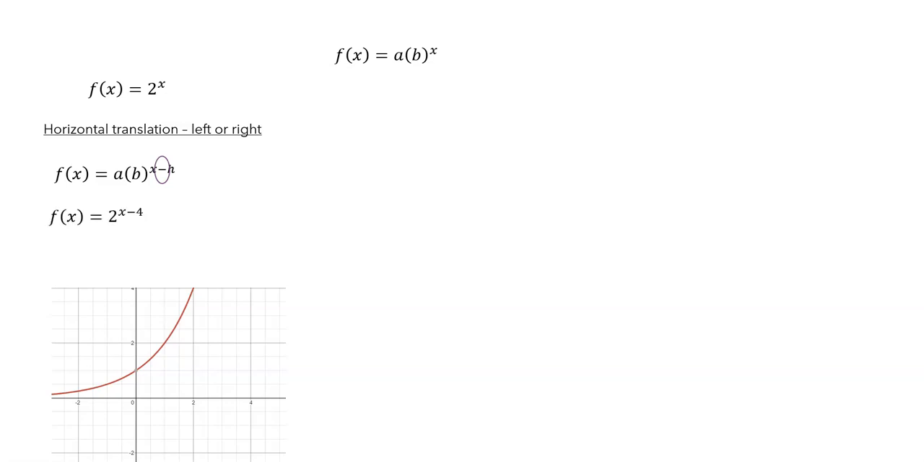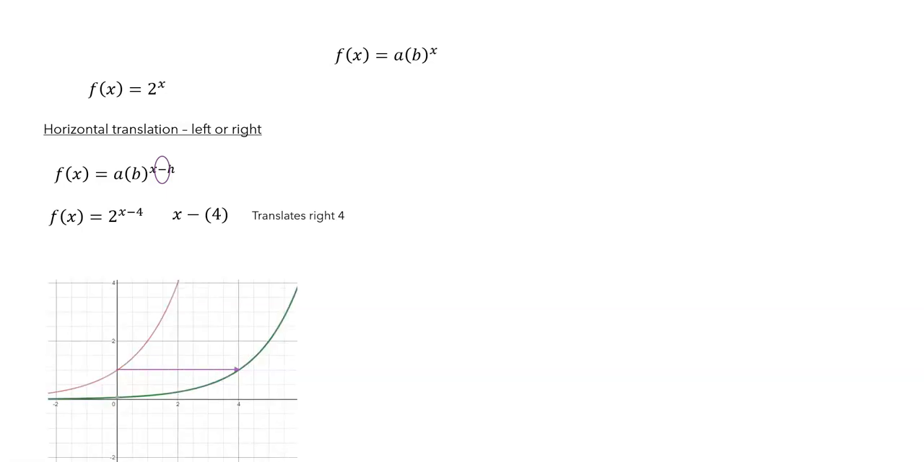So what is it we're subtracting? So f(x) = 2^(x - 4). That's x minus 4. So 4 is the value that we are putting into this exponent. And so this graph translates to the right 4 units. And so that whole graph would move 4 units to the right.